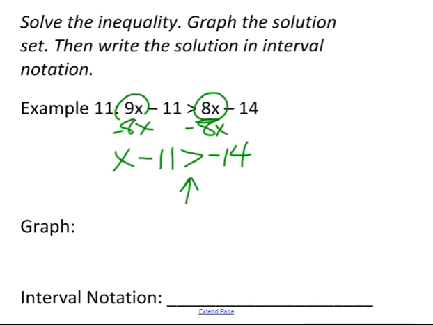Notice I did not flip the sign because all I'm doing is adding or subtracting. You don't flip the sign when you add or subtract. I'm going to get the 11 to the other side, so add 11 to both sides, and I have x is greater than negative 3.